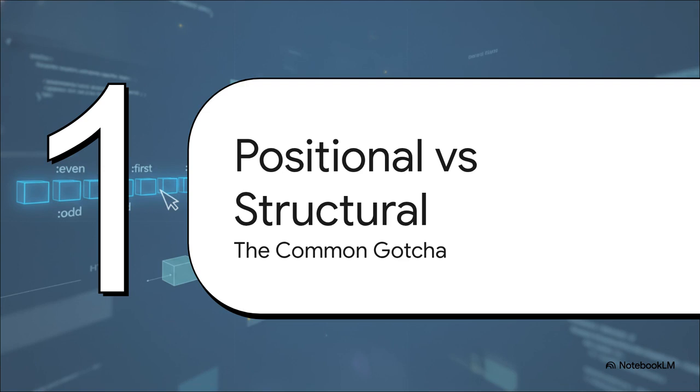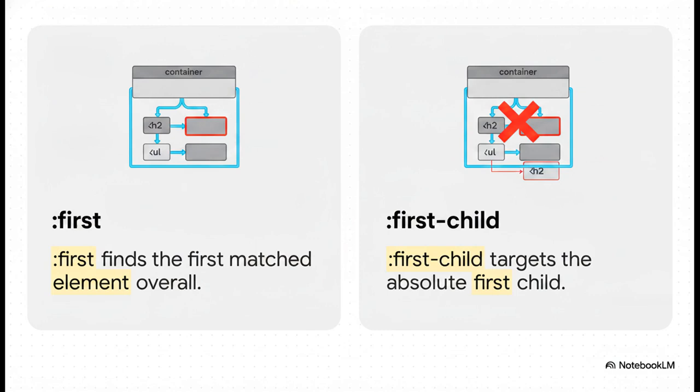Section 2, positional versus structural filters, the common gotcha. There is a really stark contrast in how jQuery interprets these two specific commands, and it trips up a lot of developers. Let's say you want to put a red border around a specific unordered list inside your contacts section. If you use the positional filter, just :first, jQuery simply scans the container, finds the very first unordered list it encounters overall, and grabs it.